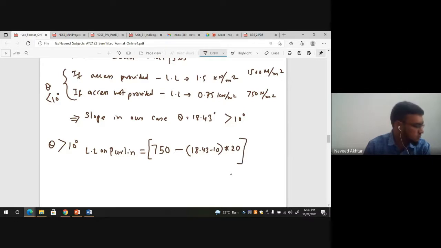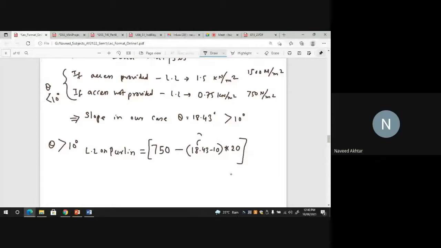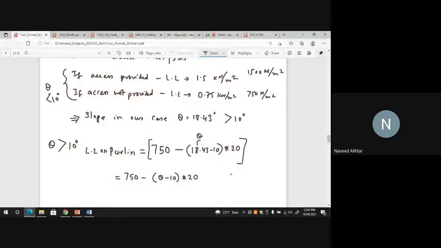This will be multiplied into 20. Okay, we already have the same 20. So we solve this. So here is theta minus 10. Okay, the formula is like that: theta minus 10 over 10 degrees. This will be the formula.